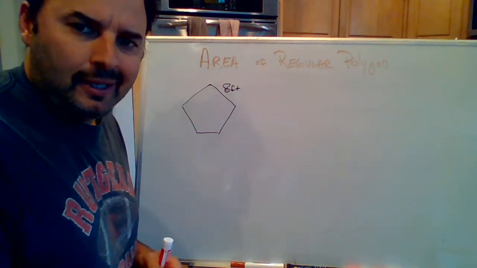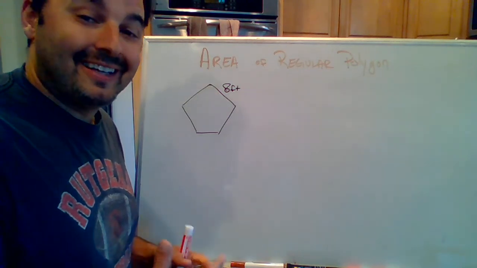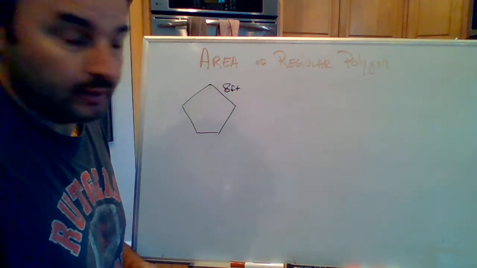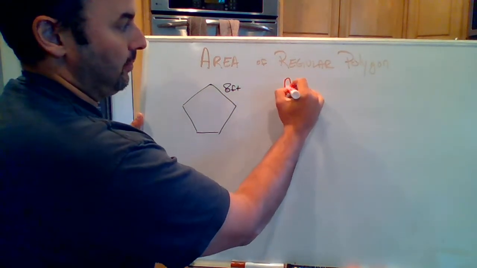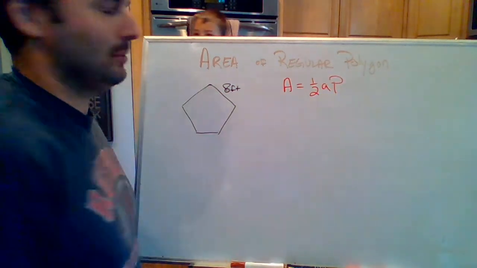Okay guys, now that you have the basics of finding the area of a regular polygon, we're going to do it where you're not given all the information you need. Let's remember the area of a regular polygon is 1/2 the apothem times the perimeter.